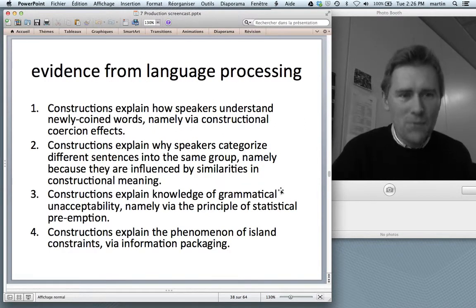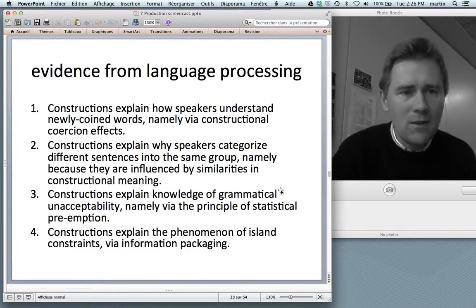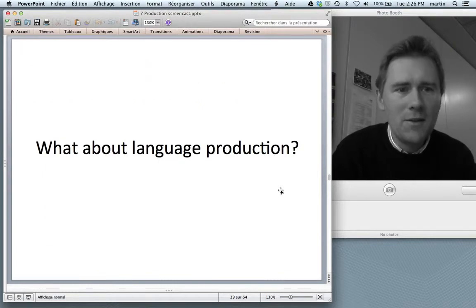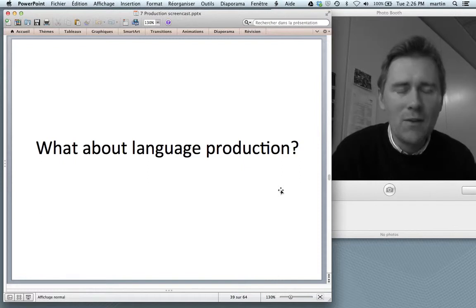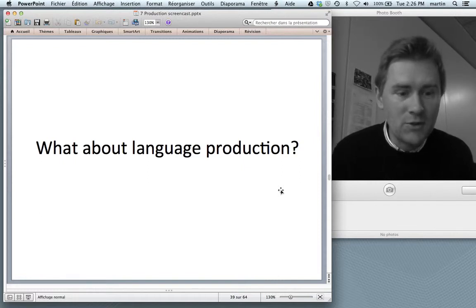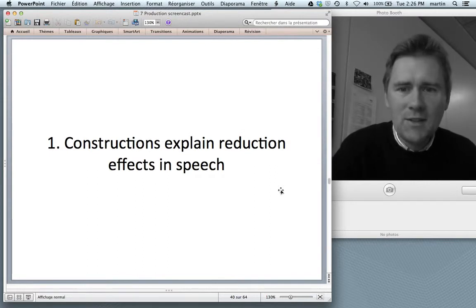So we have a fourth item on our list of pieces of evidence from language processing: constructions explain island constraints via principles of information packaging. There we have it. And now, after this lengthy introduction, we can come to language production. What evidence for construction grammar is there if we look at studies of language production? First item, constructions explain reduction effects in speech.